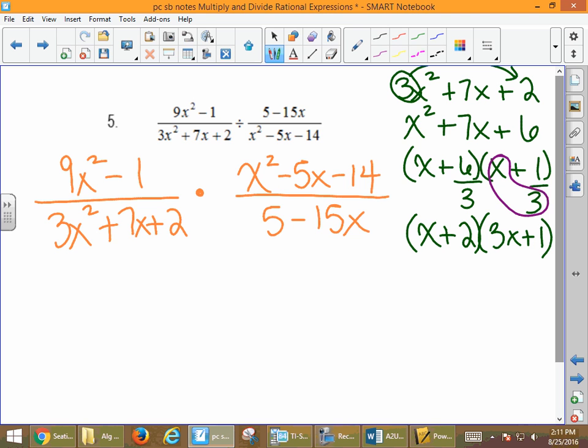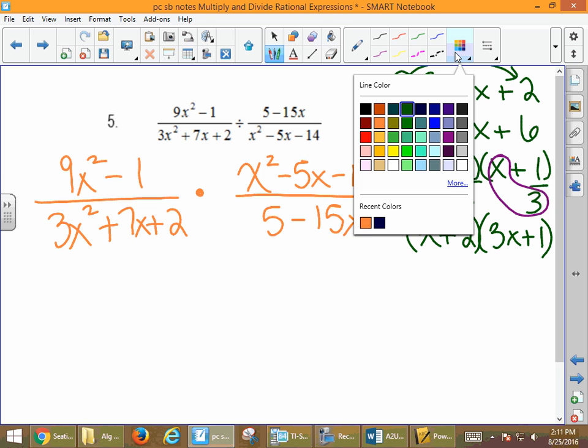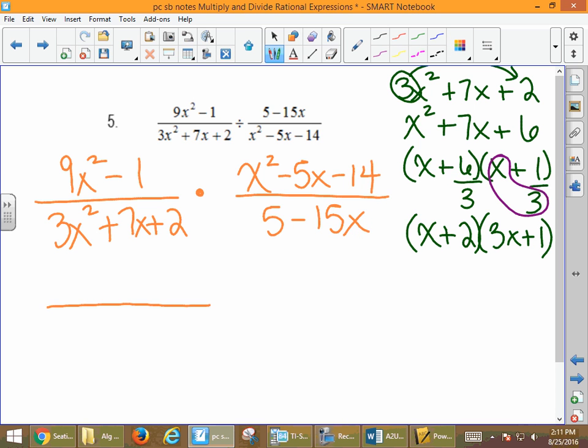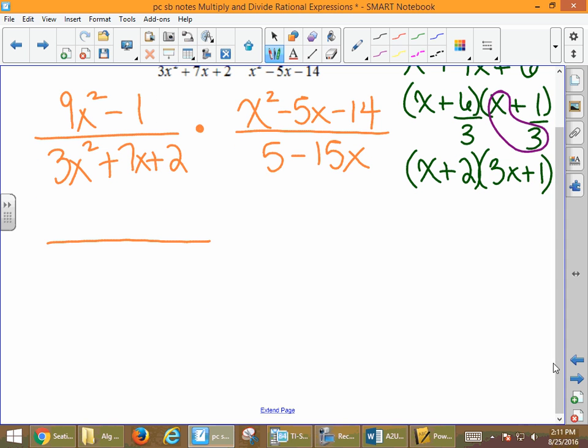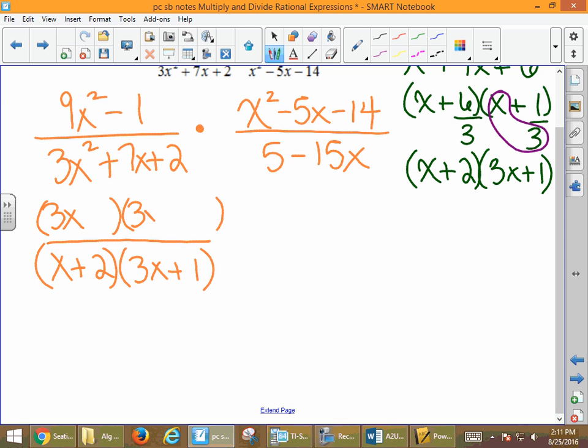And then let's put that back into our problem now. So we have x plus 2 and 3x plus 1. On our numerator, 9x squared is 3x times 3x. 1 is 1 times 1. Difference between two squares, different signs.